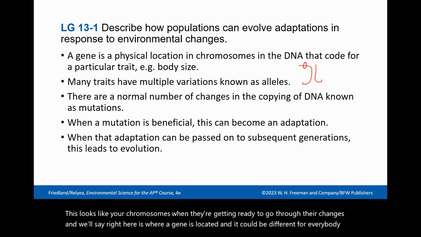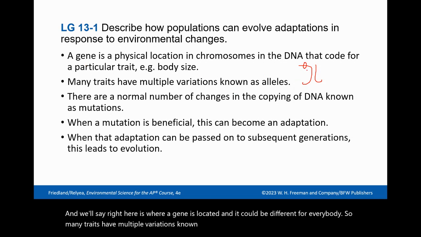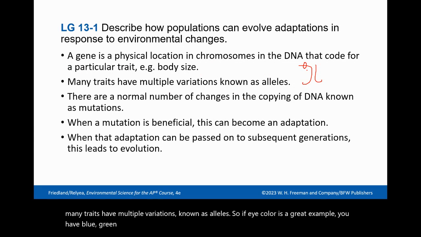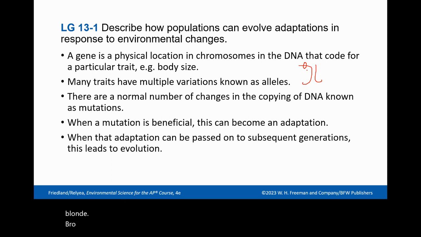So many traits have multiple variations known as alleles. Eye color is a great example: you have blue, green, brown, black, hazel, gray. Hair color, you have a lot of different hair colors: blonde, brown, dirty blonde, red, those sorts of things.